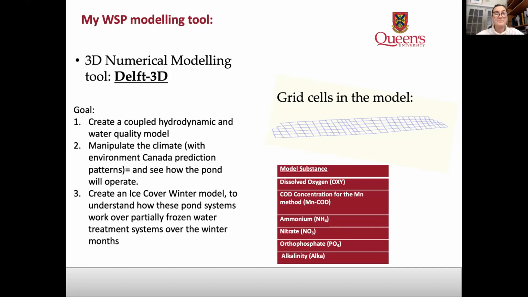throughout the winter season. And so, to give you an understanding of how this numerical modeling tool will work, it computes a calculation for each one of the model substances and calculates it for a small grid cell, and does that for the entire pond, which gives you a really good idea of how each step of the water moving in succession will be treated throughout the wastewater treatment system.